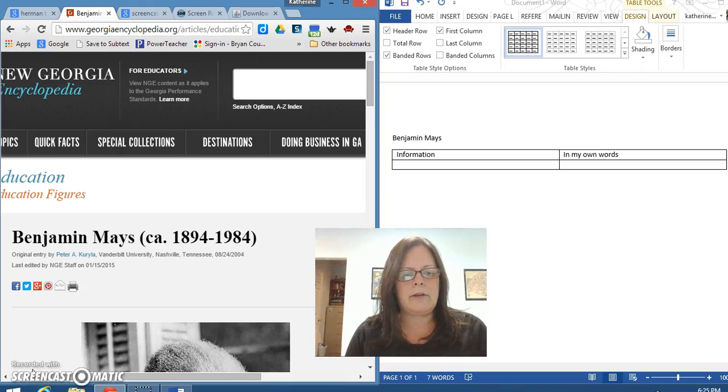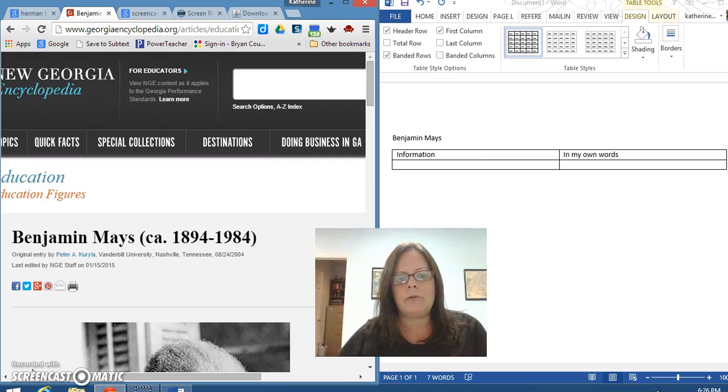That goes with standard 11. Element A is Benjamin Mays, and we're still looking at the same type of information. Who was Benjamin Mays, and what impact do you feel he had on the civil rights movement through the 40s and 50s, and for Benjamin Mays up through the 60s?